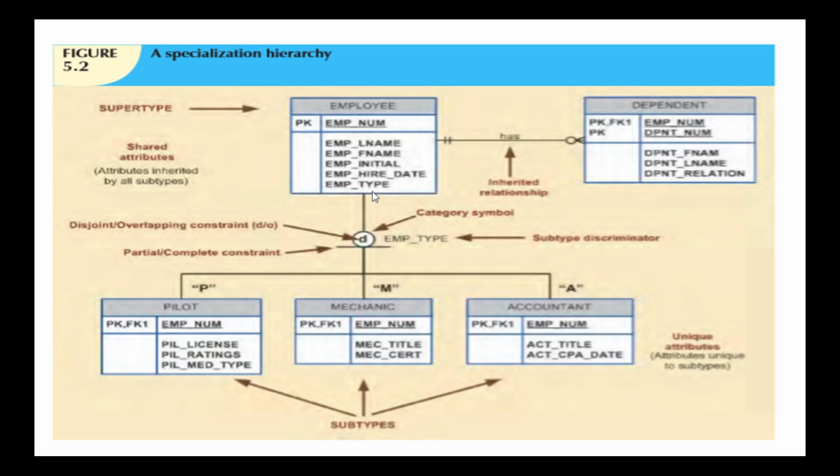Employee is a pilot if employee type is P. If employee type is M, it means the employee is a mechanic. If employee type is A, that means the employee is an accountant.